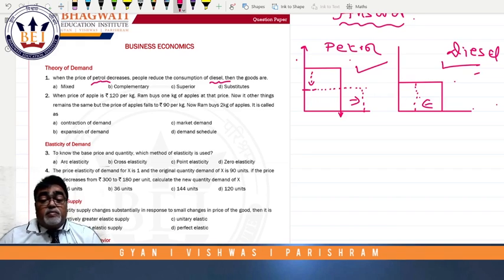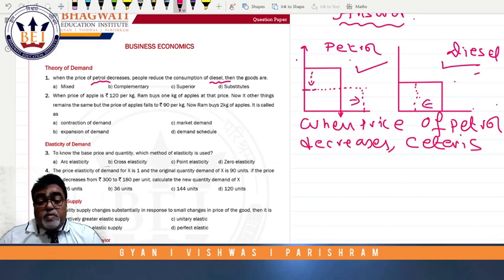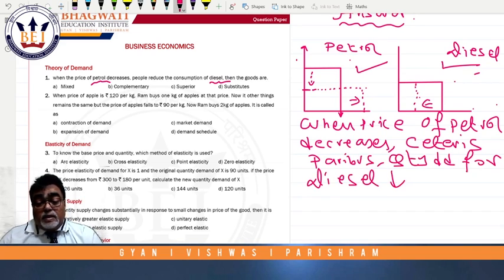So the pure concept is what? When price of petrol decreases, other things remaining constant, that is ceteris paribus, quantity demanded for diesel decreases. So price of one commodity and demand for the other commodity are directly related.